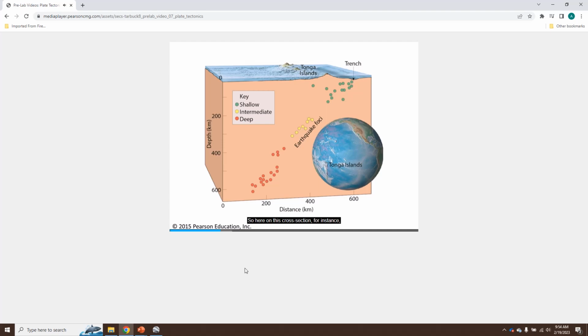So here on this cross-section, for instance, looking at the subduction zone at the Tonga Islands, the Tonga Trench, you see that there is a cluster of shallow earthquakes near the trench itself. There's another group of earthquakes that are of intermediate depth, not directly below the trench, nor laterally sideways relative to the shallow earthquakes, but instead at a greater depth. And then there are even deeper earthquakes beyond that.